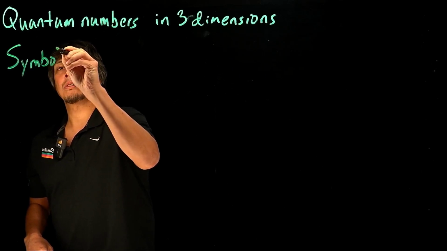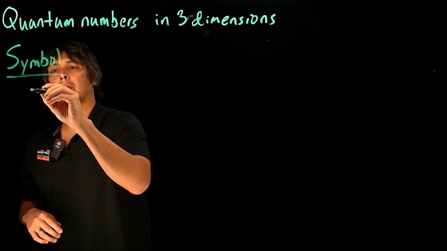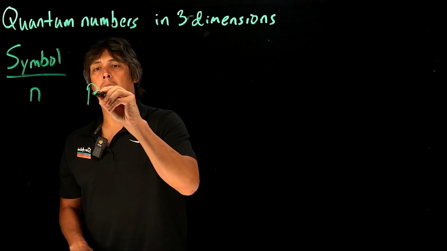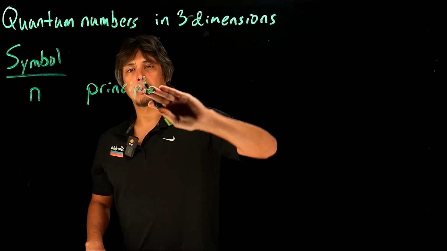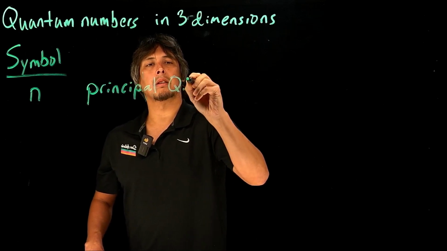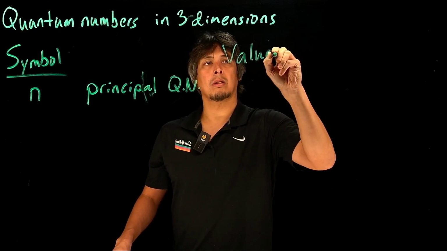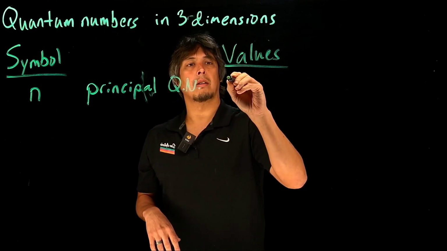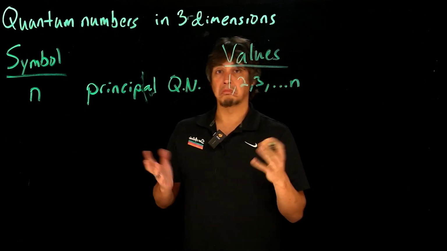So first, much like for the one-dimensional particle in the box, which had a principal quantum number, which we termed n, we still have that quantum number for the 3-dimensional particle in the box. This is the principal quantum number, and I'm going to shorthand this as Qn. Allowed values for the principal quantum number are any positive integer. For instance, 1, 2, 3, all the way up to any number n.